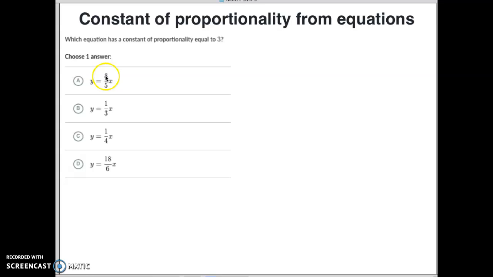So when we take the top number divided by the bottom number, which one equals 3? Well, no, that one doesn't. Nope, that one doesn't. No. Hey, this one does, so that's our answer.